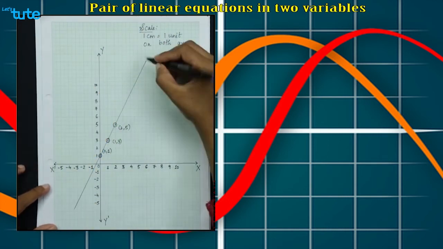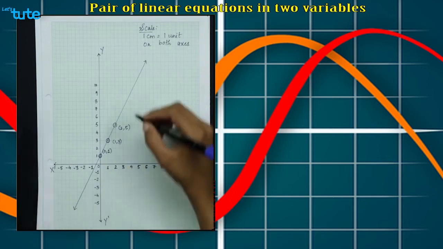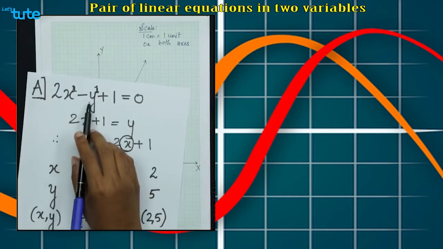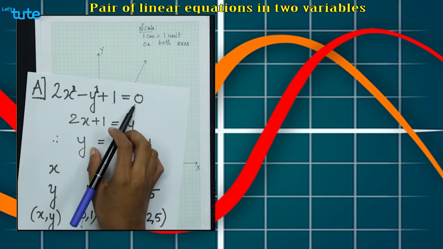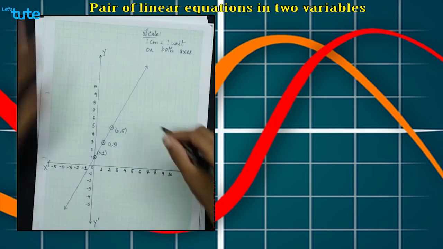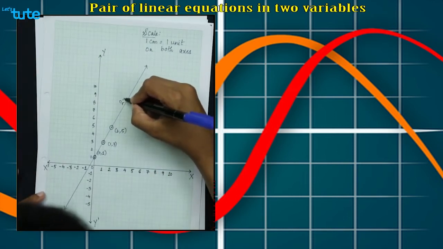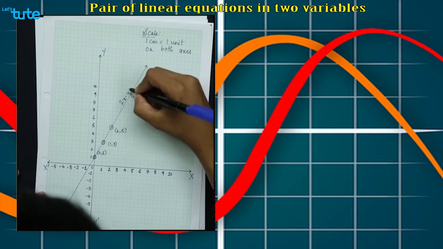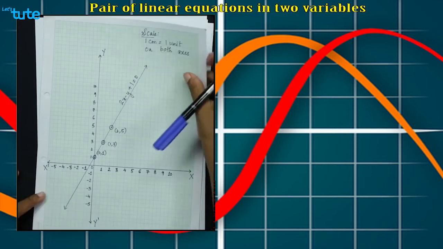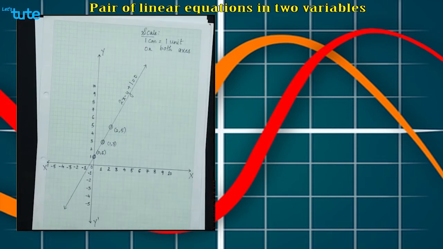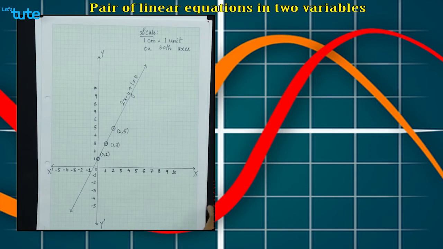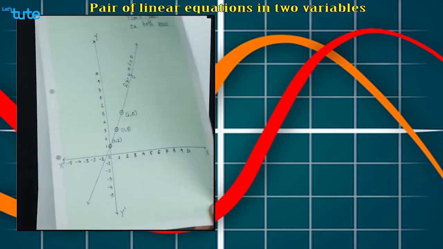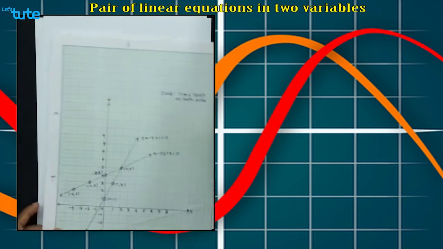Now this is a line of the equation 2x minus y plus 1 equals 0. So we write the equation on the line. Following the same procedure for the second line which we had obtained in set of equations 1, we can draw a graph on the same graph paper which would look somewhat like this.